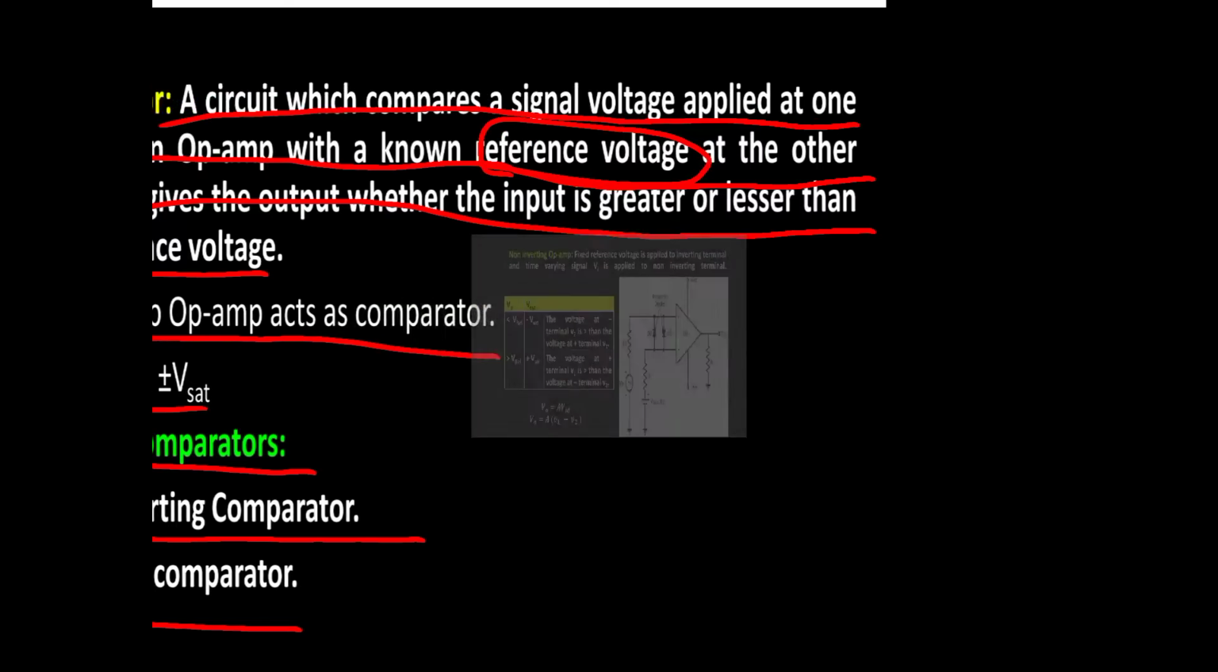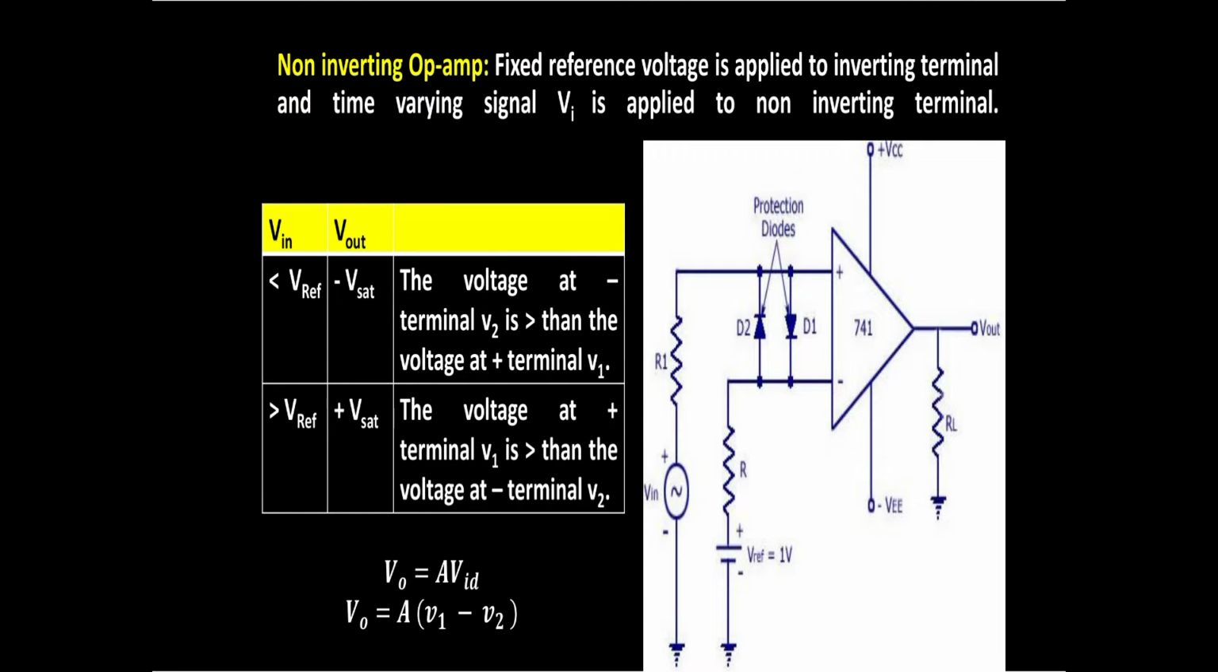First let's see what is non-inverting comparator. Here first study the definition of non-inverting comparator. The fixed reference voltage is applied to the inverting terminal and the time varying signal, that is Vi, is applied to the non-inverting terminal. As the name indicates, the input or unknown voltage Vi is applied to the non-inverting terminal and the known reference voltage is applied to the inverting terminal. Then the type of op-amp is known as non-inverting op-amp.